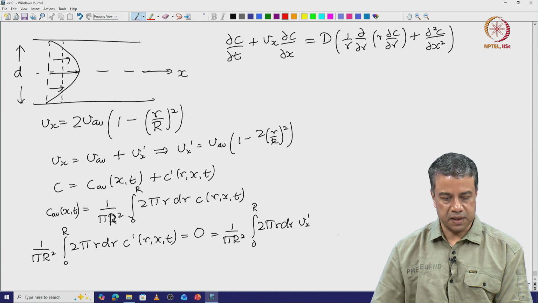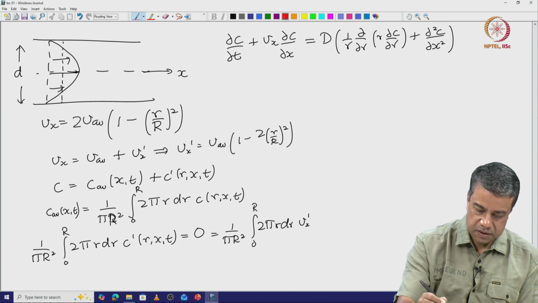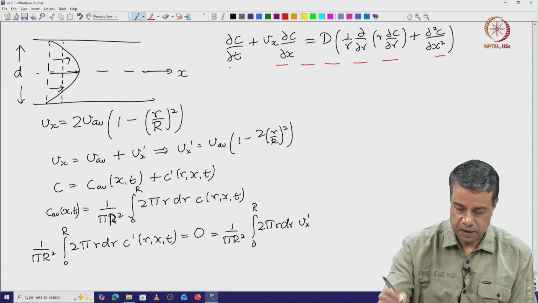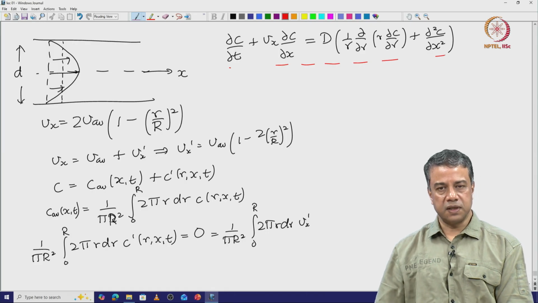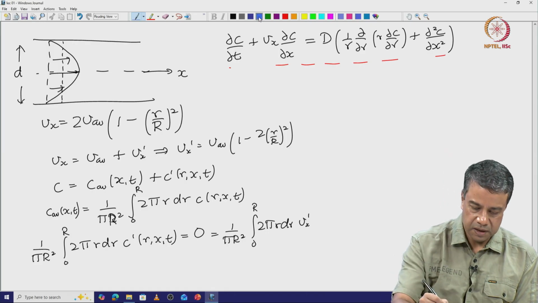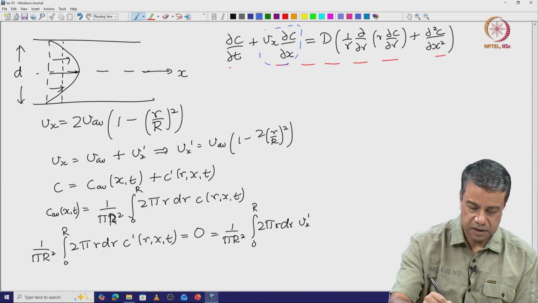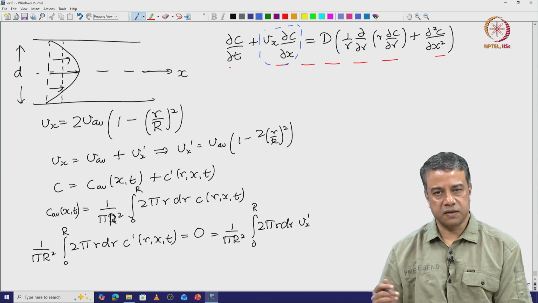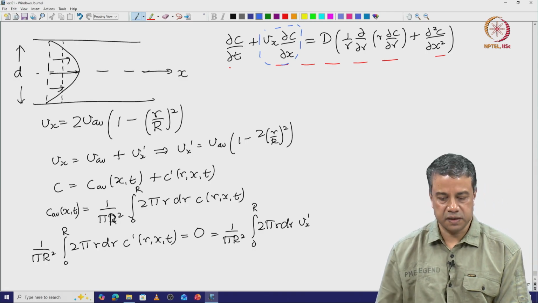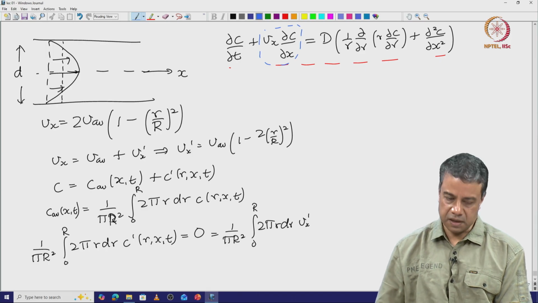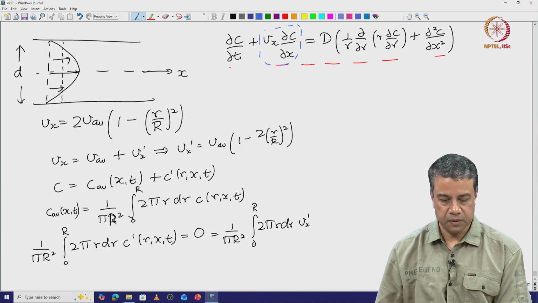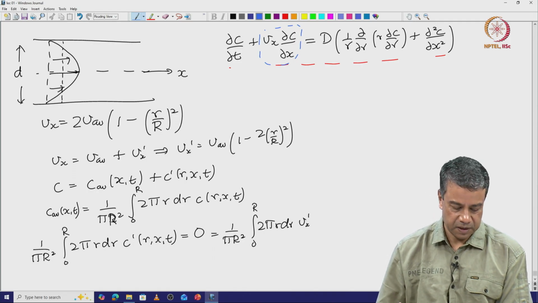So, how do we do this calculation? This is the convection diffusion equation. Note that the velocity is only in the x direction. So, you have only the convection in the x direction on the left side, and there is diffusion in both the radial and axial directions on the right side in a cylindrical coordinate system, where capital D is the molecular diffusion coefficient.